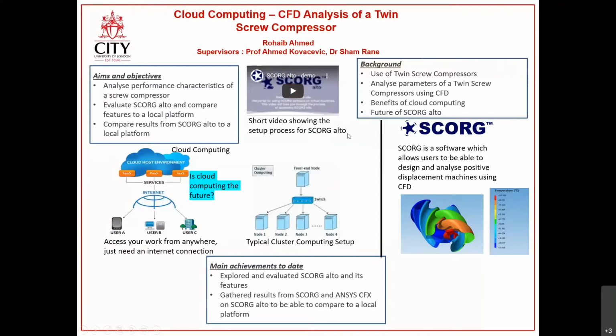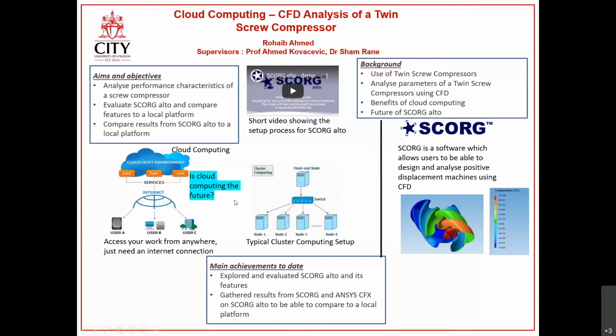To gather one of my results, I was using SCORG. SCORG is a software which allows users to design and analyze positive displacement machines. I would be using a commercial CFD software, ANSYS CFX, to perform my CFD calculations.